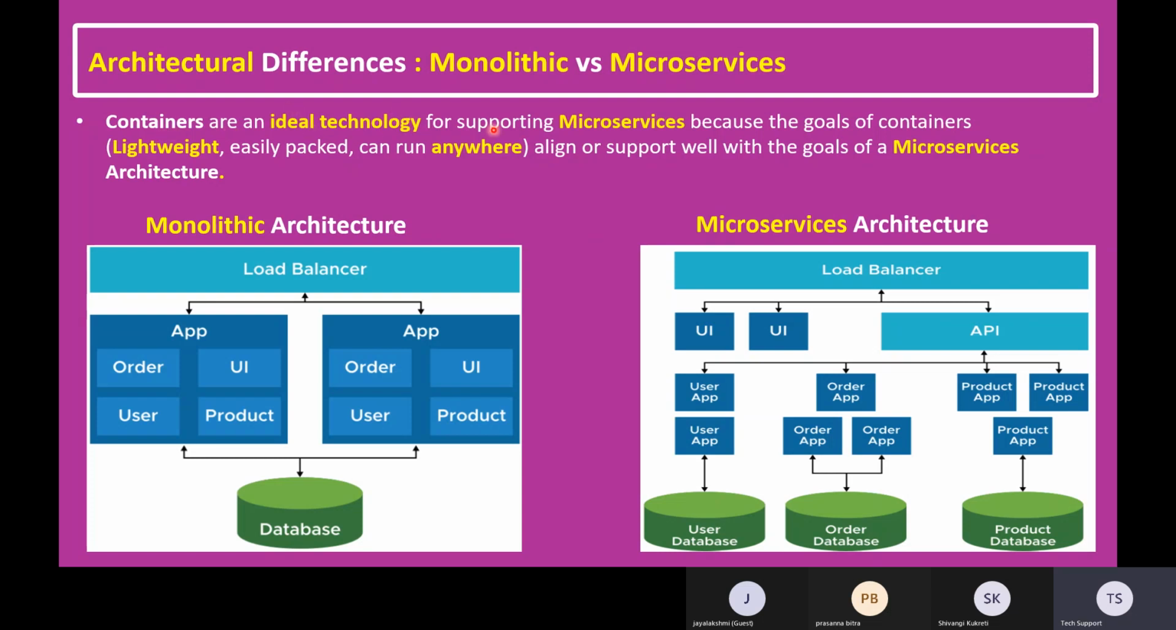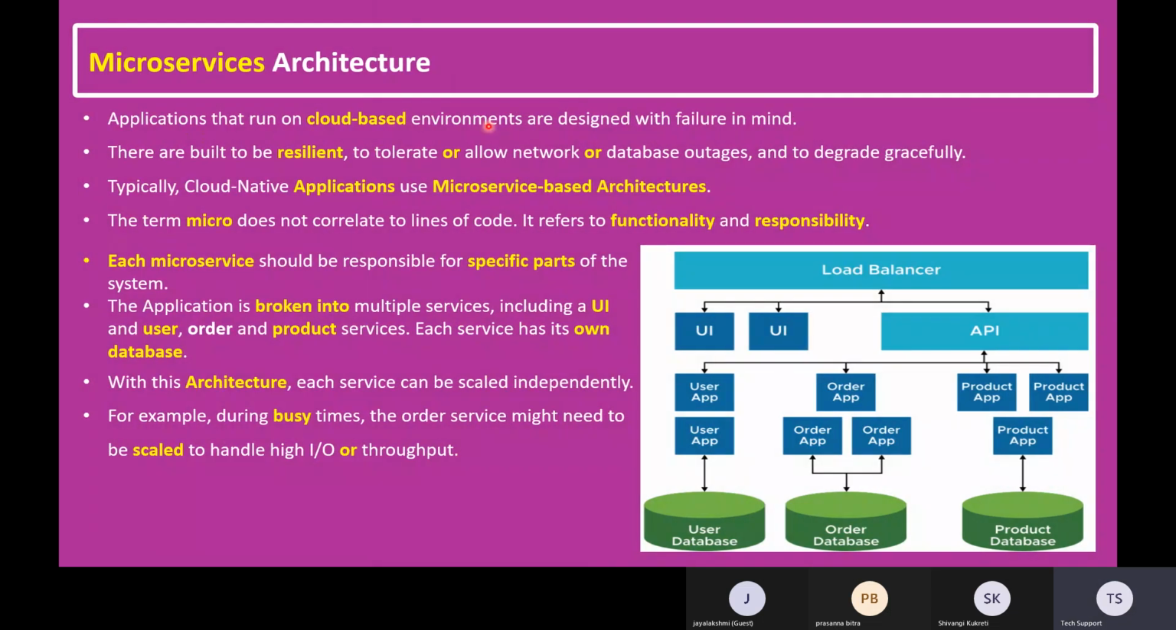The same point I highlighted in the description. Containers are an ideal technology for supporting microservices because the goals of containers, being lightweight, easily packed and able to run anywhere, align, meaning line up or support well, with the goals of a microservices architecture. Some more key points of microservice architecture we'll talk about in the following slide. Applications run on cloud-native environments and are designed with failure in mind. You can run this microservice on any cloud. They are built to be resilient. Resilient means strong, and able to tolerate network and database outages and degrade gracefully. In any scenario, it will run smoothly.